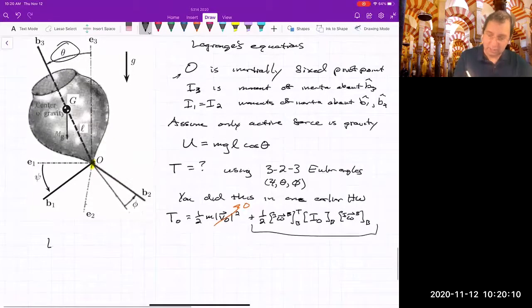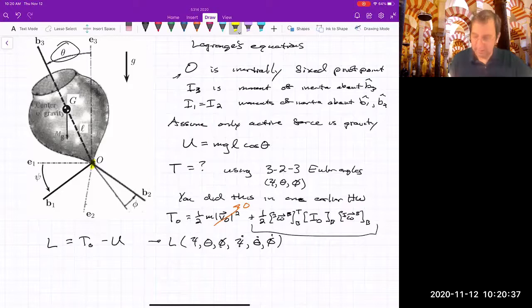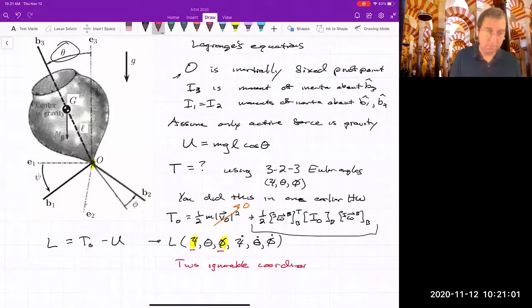And what you'll find is that the Lagrangian, which is the kinetic minus potential energy, should be a function of our 3 degrees of freedom and their rates of change. So it should be a function of all of these Euler angles and their rates of change. But what you'll find is it is not. This is why we picked 3-2-3 Euler angles. Some other set of Euler angles might not have shown you this, but in this case, you'll find that these two, psi and phi, are ignorable. So you've got two ignorable coordinates. That just means they're not present in the Lagrangian.